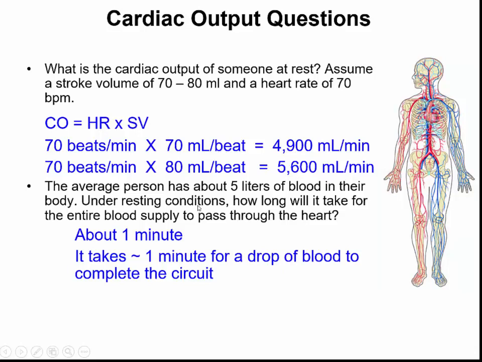Since the average person has 5 liters of blood, actually a little bit more than that, in their body, under resting conditions, how long will it take for the entire blood supply to pass through the heart? Well, if you're pumping anywhere from 4,900 to 5,600 milliliters per minute, and you have 5 liters of blood, or around 5,000 milliliters, then it's going to take about a minute for every one of those blood cells to go through your heart, into your arteries, capillaries, veins, and back to the heart.